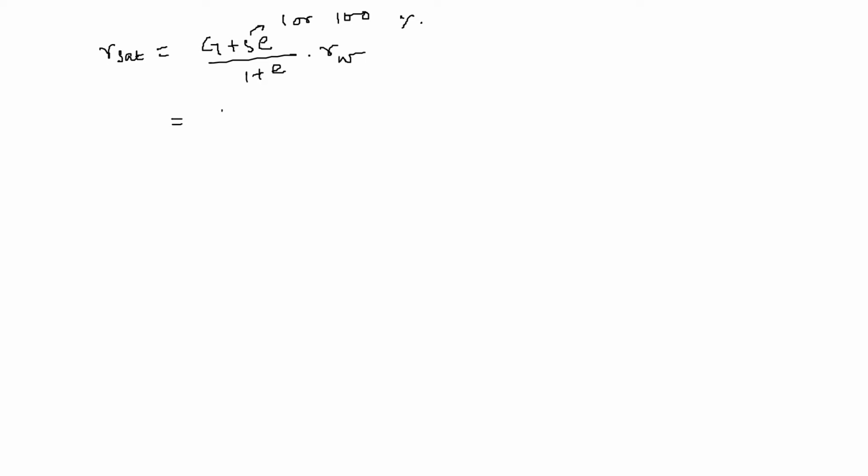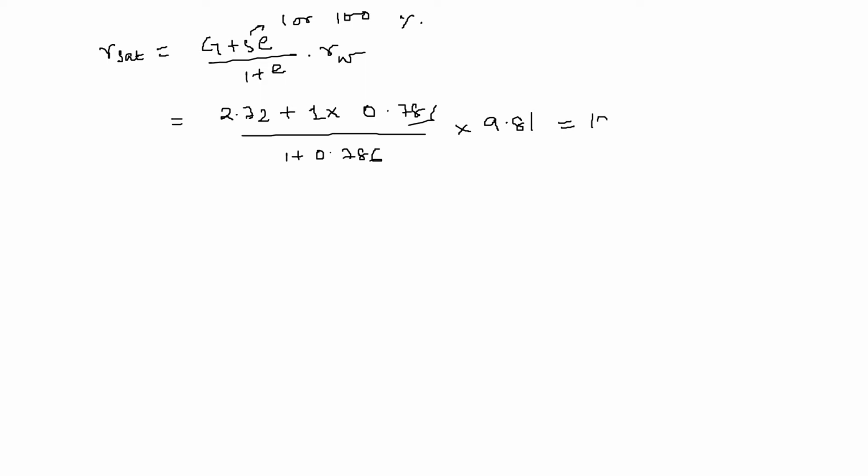So G we substitute as 2.72, which is already given. S is 1. Void ratio we have found as 0.786, and in the denominator is 1 plus 0.786, and we know the unit weight of water as 9.81. So from it we get the value as 19.26 kilonewton per meter cube.